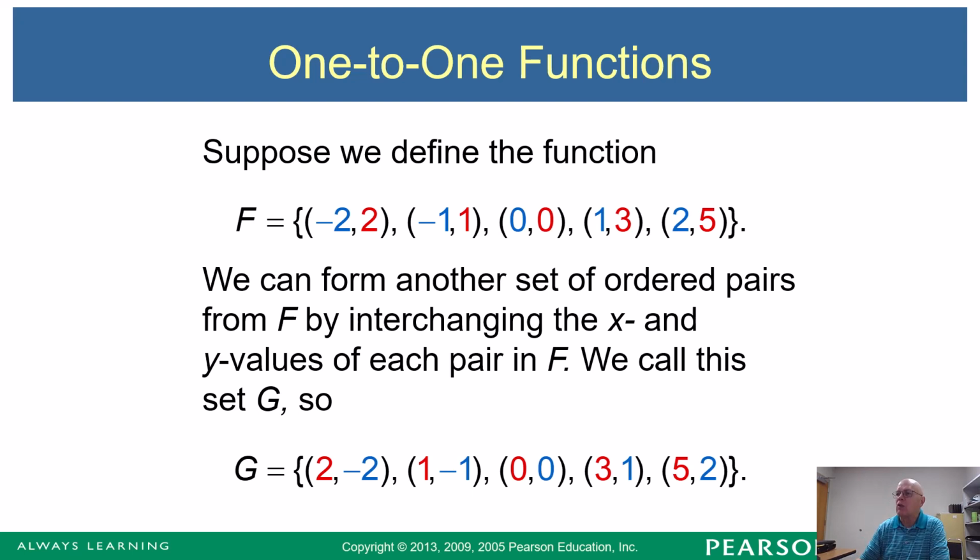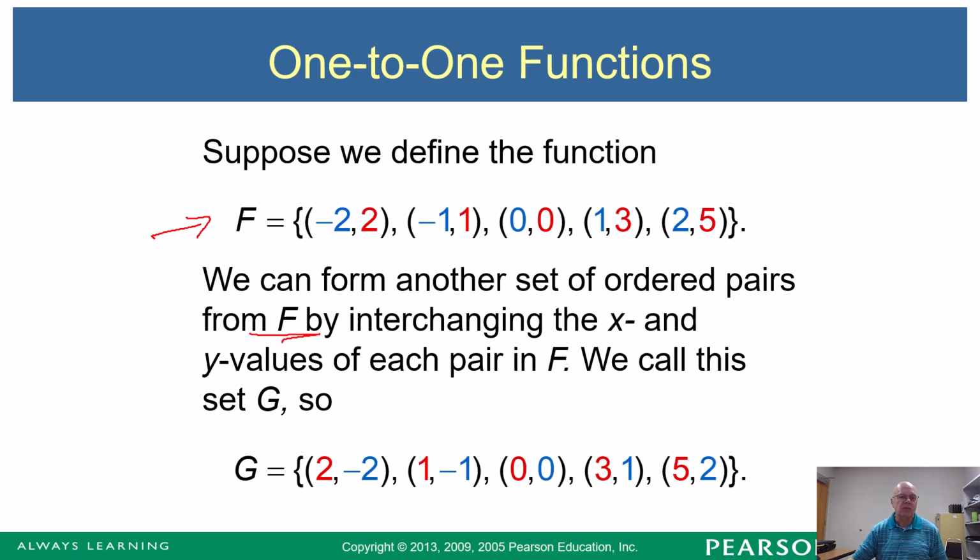So if we take a look at the capital F here, we've got a function, and this particular function is defined using ordered pairs. Well, that's one way to define a function. And to get a one-to-one function, check and see whether reversing the coordinates will give you another function.